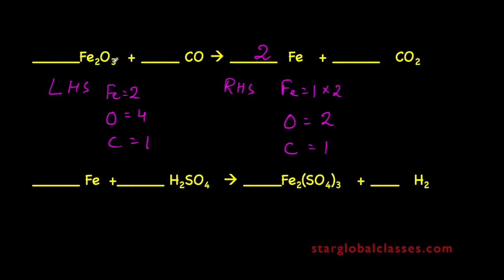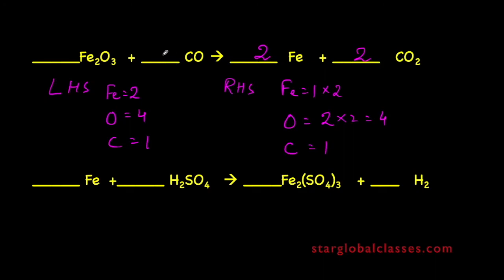Next one is oxygen. Oxygen 3 on the left hand side and oxygen 2 on the right hand side. Oxygen 3 and 1, 4 on the left hand side, 2 on the right hand side. We can multiply this by 2. So when we multiply this by 2, oxygen on the right hand side became 4, left hand side is 4. It is balanced. But when you multiply this by 2, you can see here that carbon on this side became 2, but on the left hand side it is 1 only.